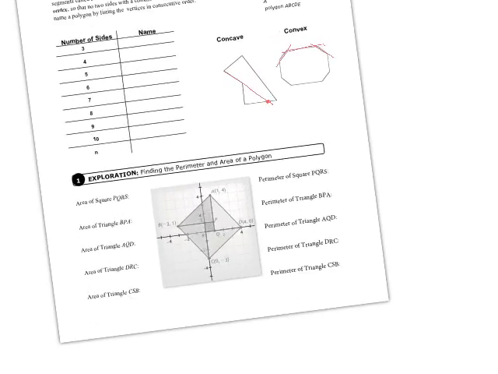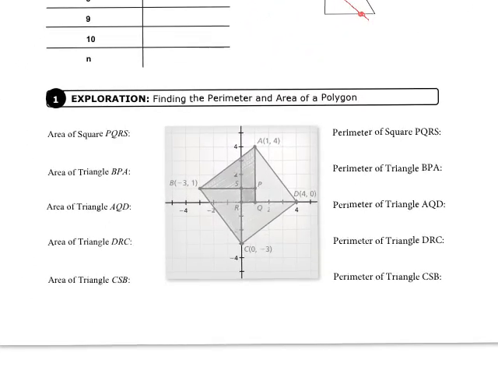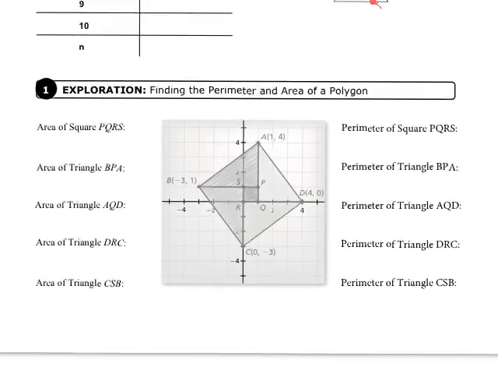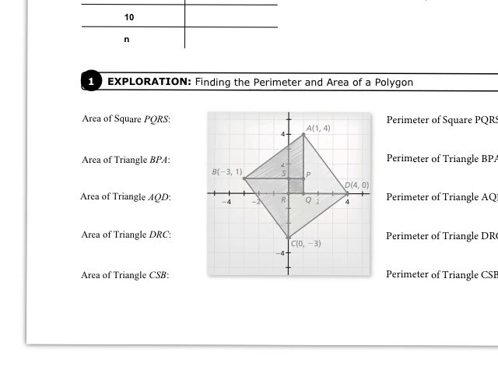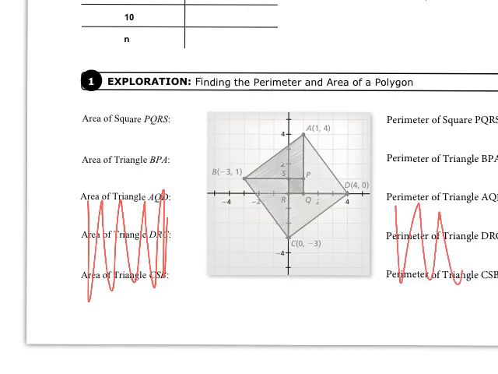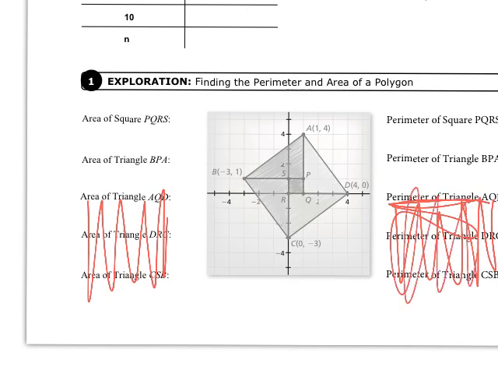Now let's jump into what we're really looking at. Let's see. For sake of time, let's just do the first 2 on both sides. Okay, so we're just going to do quadrilateral PQRS and triangle BPA. So we're not doing AQD or DRC or what's the last one? CSB. Okay, so just go ahead and work on those together with your groups. Go ahead.